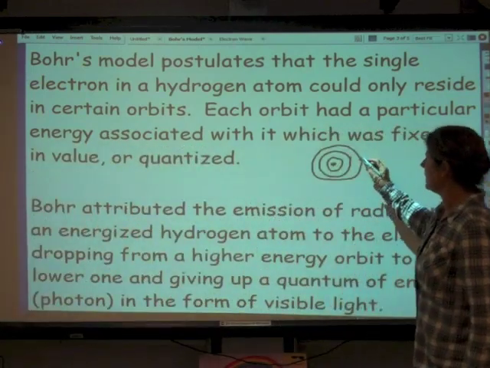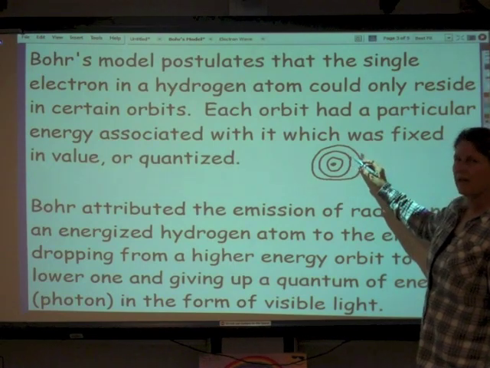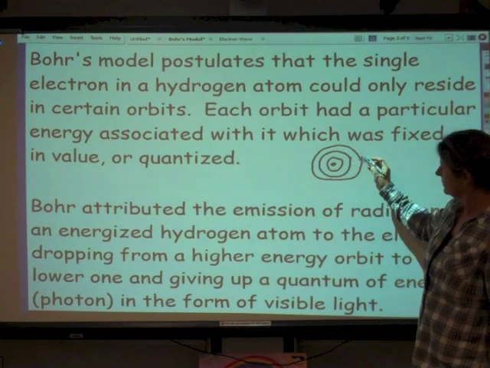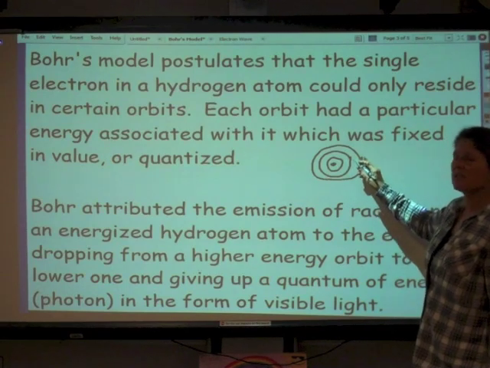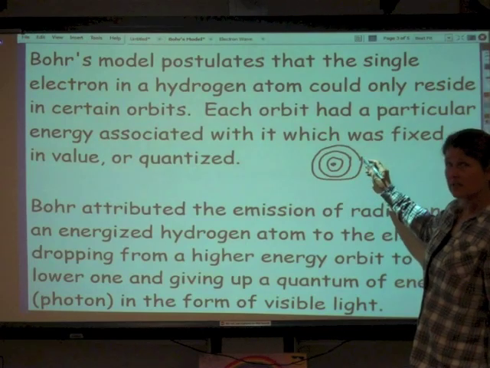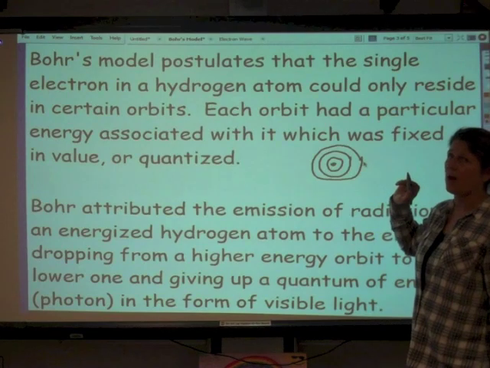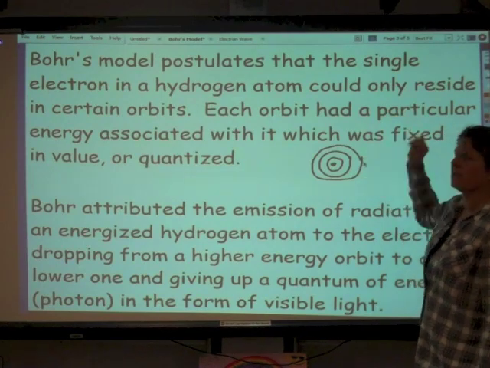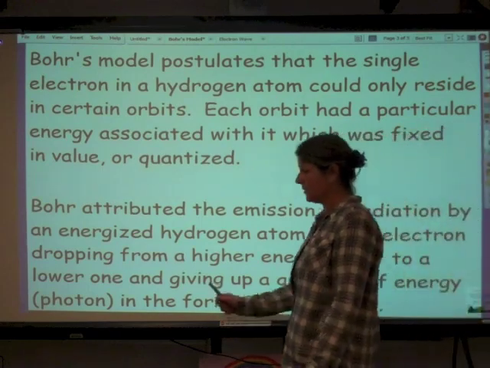So if an electron that's here that has a certain amount of energy drops down one shell level, it doesn't need as much energy as it needed to possess to stay in this orbit. So in that drop, it emits visible light. It emits photons of visible light.